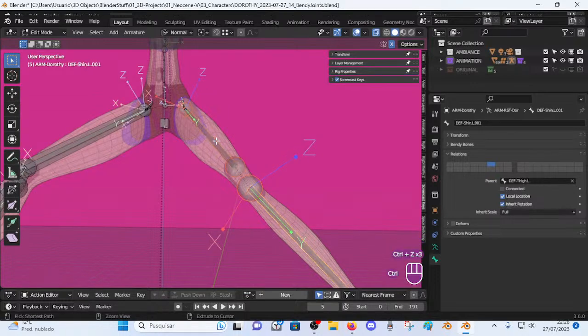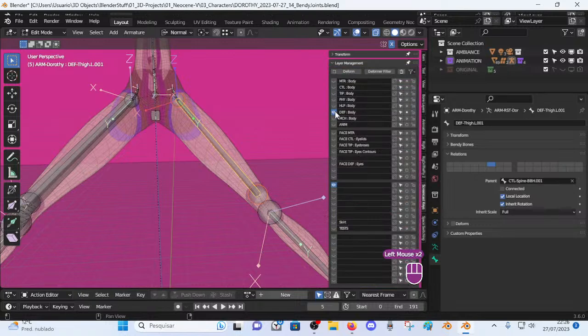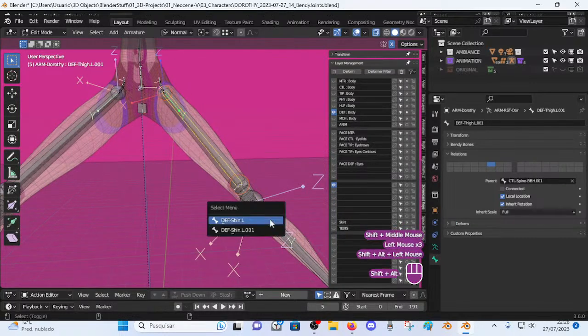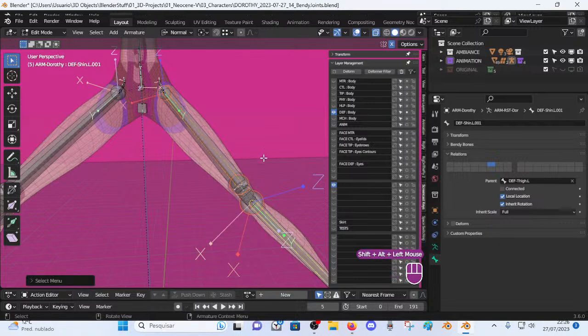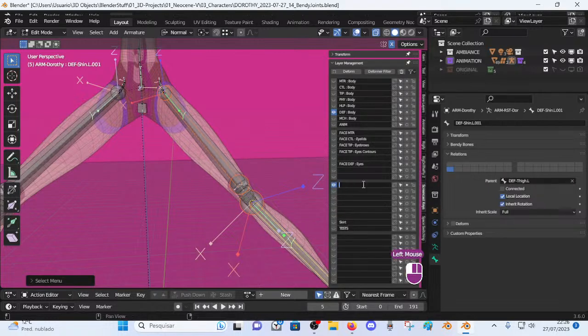Wait. Maybe I should do... Let me... Oh no, I'm destroying my... No, I'm not. I just have to move the layers for these ones. So move to that one. Alright.